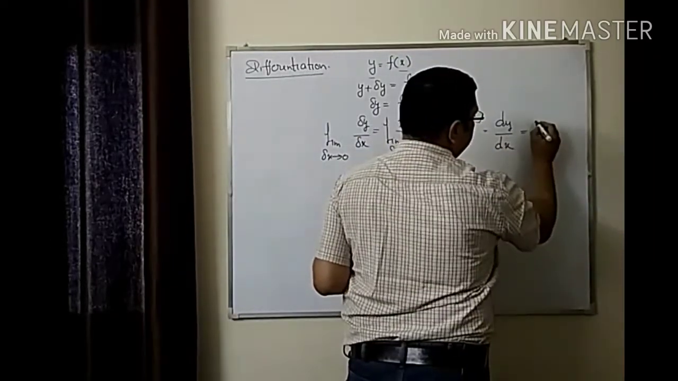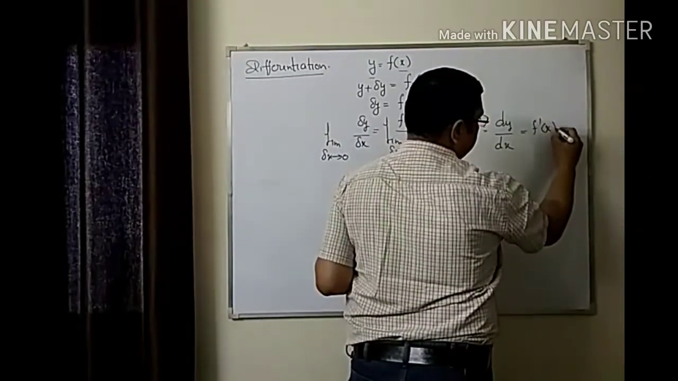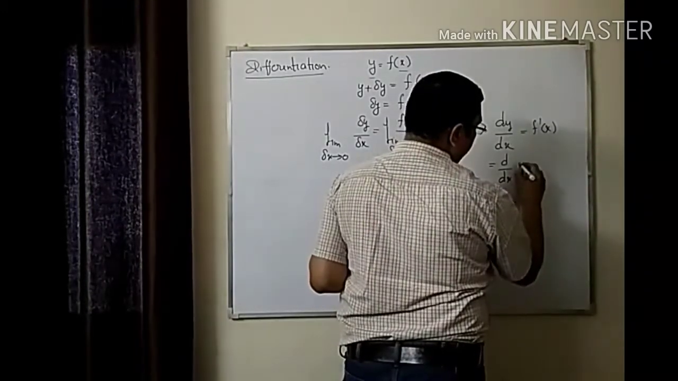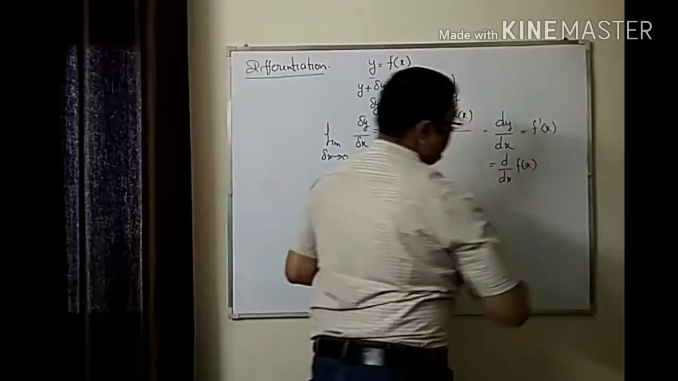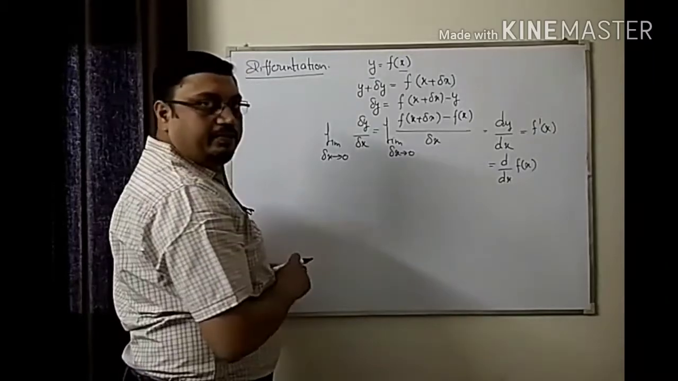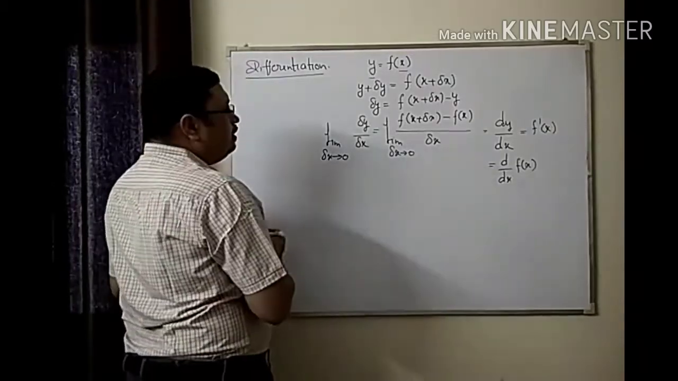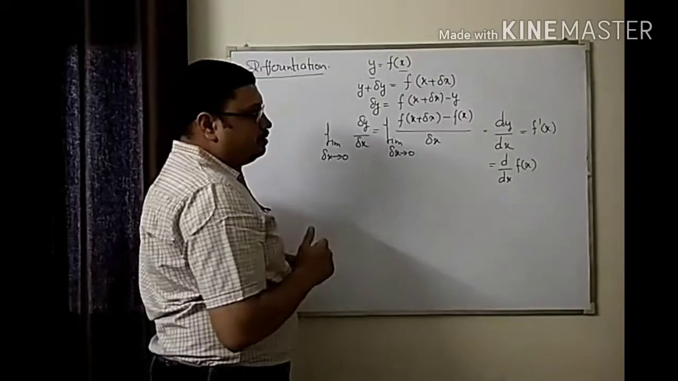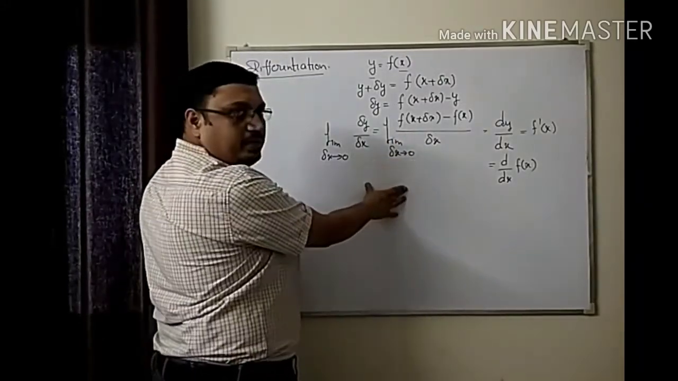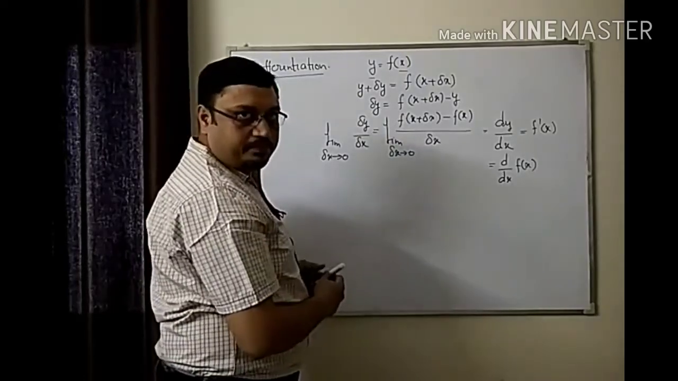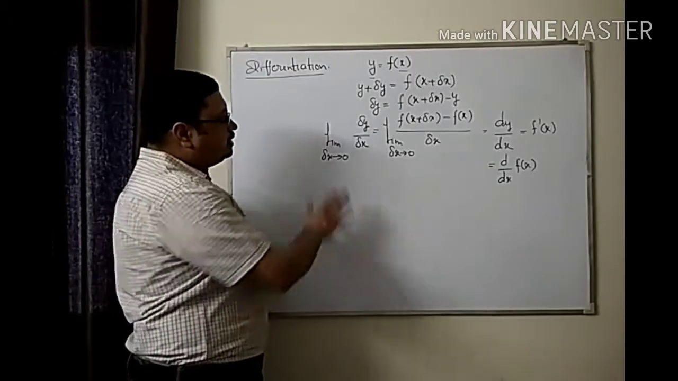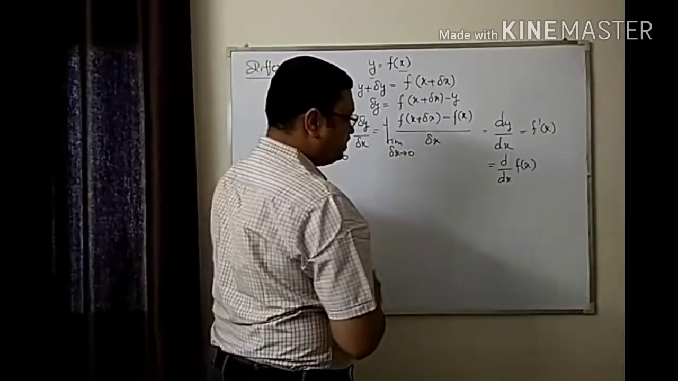This is also written as f dash x and d by dx of f(x). So this is the meaning of derivative, and differentiation done with the definition of this derivative is called first principle differentiation. We will solve some problems of first principle differentiation later on, then we will use this concept to differentiate.